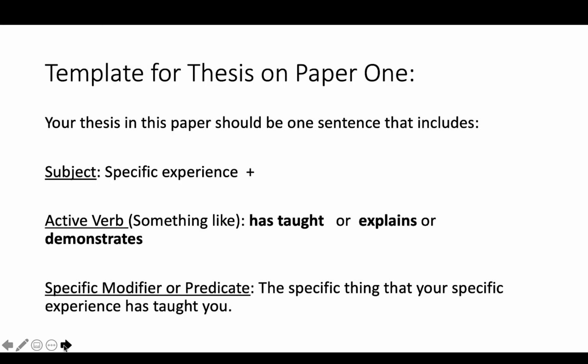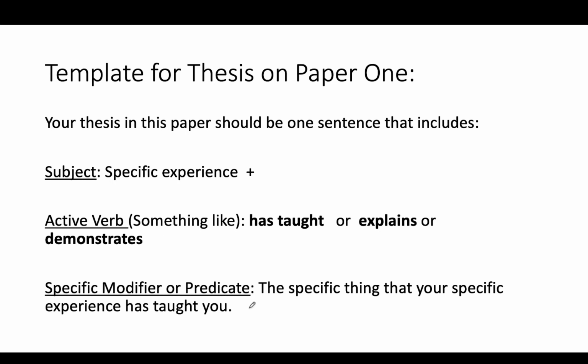Well, if you look at the checklist that I referred to earlier on that's up on Blackboard, in the middle of it is this sort of template for your thesis for paper one. And what I mean by that is I want your thesis to follow a very specific form in this paper. Your thesis in the paper should be one sentence that includes a very specific subject, an active verb, and a very specific modifier.